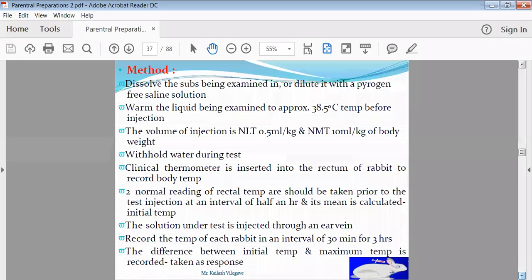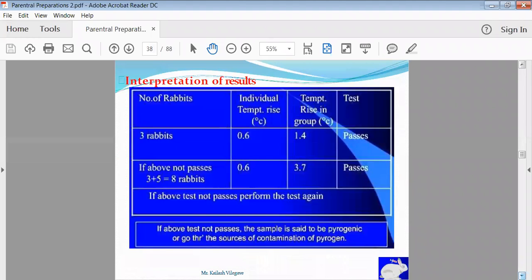For recording the temperature, we insert the thermometer into the rectum of the rabbit and check the temperature. Up to 3 hours we continue recording the temperature at 30-minute intervals, and then we check the results. Now after every 30 minutes, suppose we have taken the readings, we have to observe the increases in the temperature. Suppose initially we have chosen 3 rabbits for the sample for the test, 3 male rabbits and 3 female rabbits.